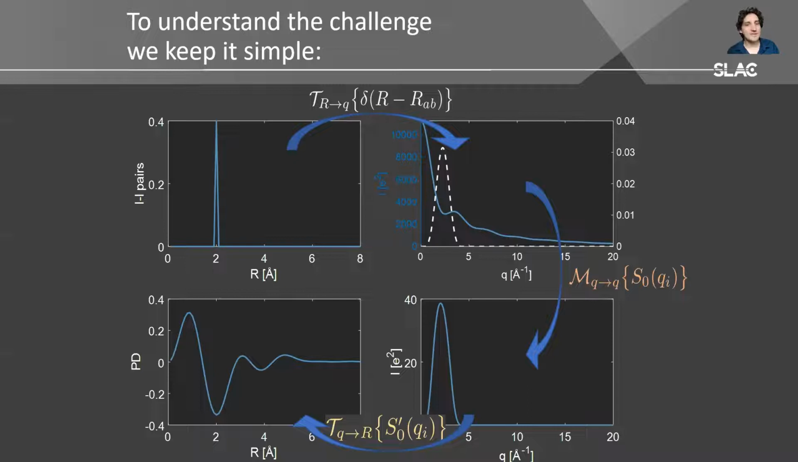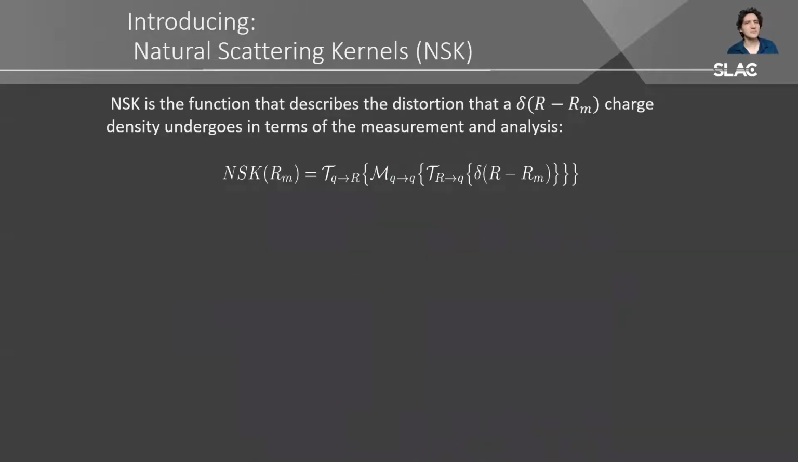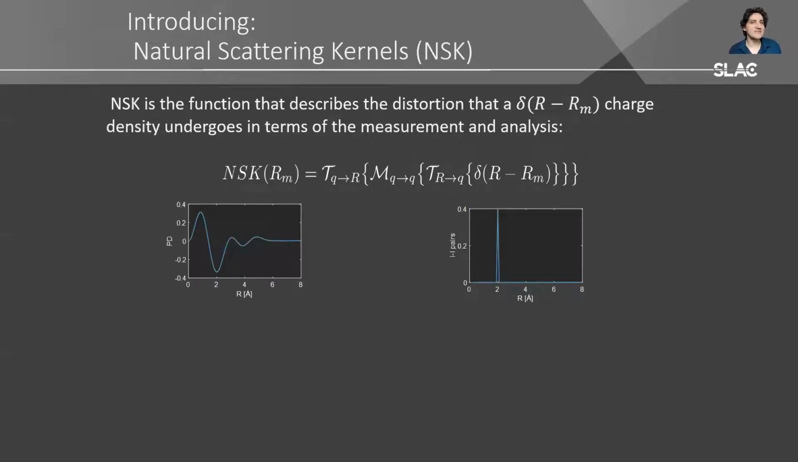The way to address this challenge is actually displayed in front of us, as we just described how a pure mathematical signal, a delta function, gets distorted in real space due to the measurement process. We can use this approach to generate a scattering kernel, a function that describes that distortion that naturally arises from the measurement and the analysis. Just as in the example we just saw, where a kernel for the 2 angstrom generates a pair density waveform that is distorted as shown.